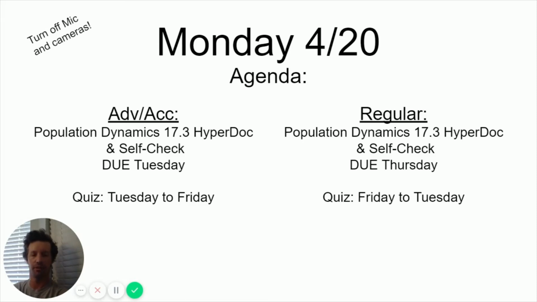Today is Monday the 20th. Everyone's going to be working on population dynamics. That's how populations interact with each other, what stops them from growing out of control, what keeps them in check, things like that. Advanced Accelerated, your work is going to be due Tuesday night.